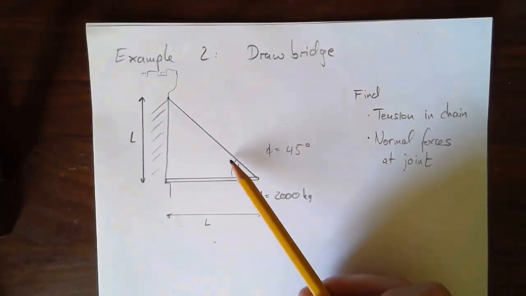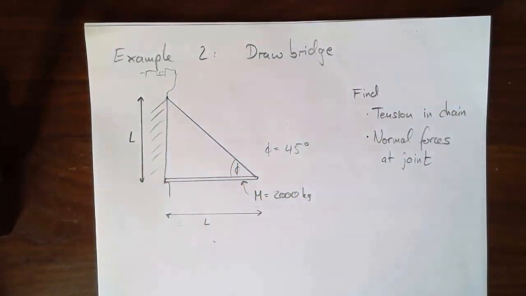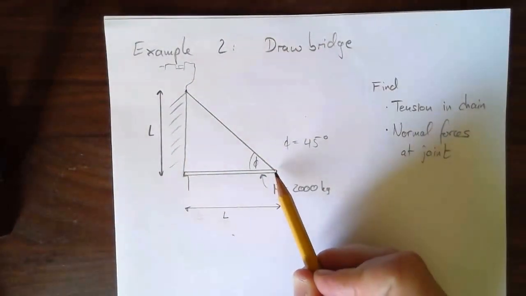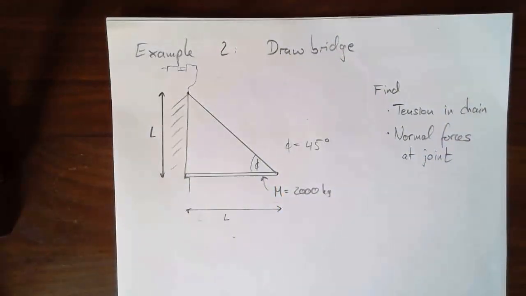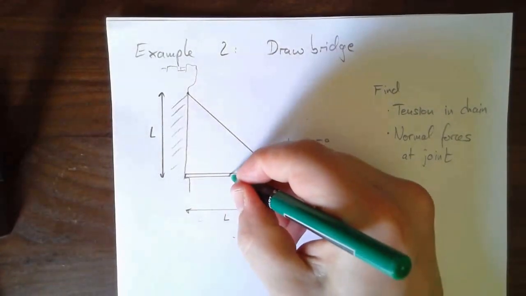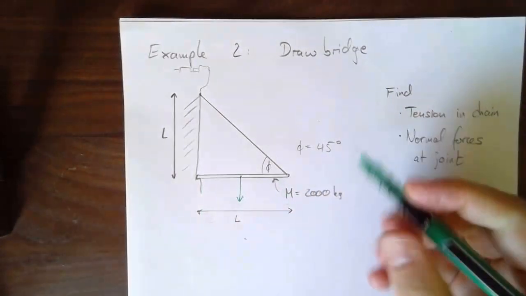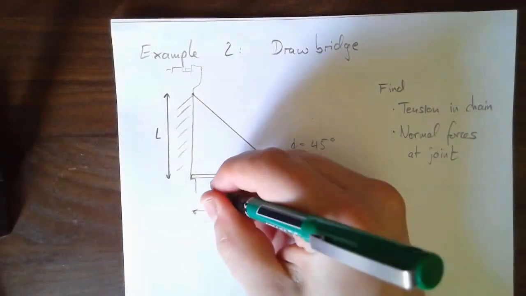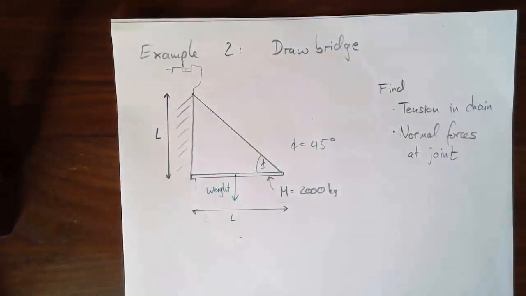Our goal is to find the tension in the chain and the normal forces acting here at the joint. We're going to assume that this end of the bridge is not touching the ground, so there's no normal force here. So let's draw the forces. So the first force we can definitely draw is, of course, the weight of the bridge, and that's acting right in the middle. Because we're assuming the bridge is uniform, which is a reasonable assumption. But the weight is right here. We know what the weight is because we know the mass, 2,000 kilograms.